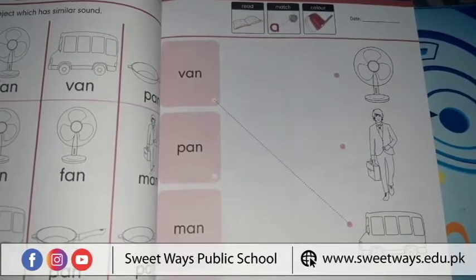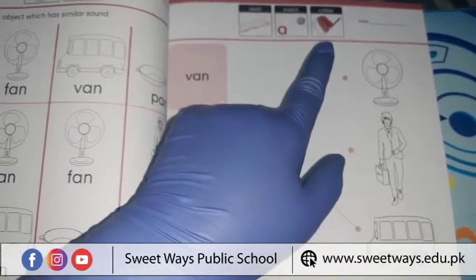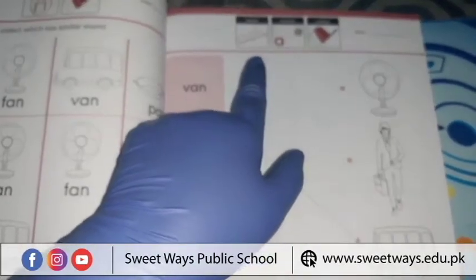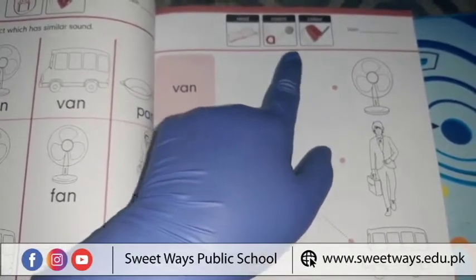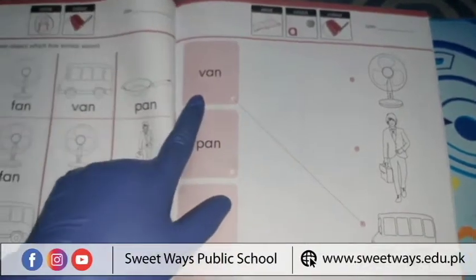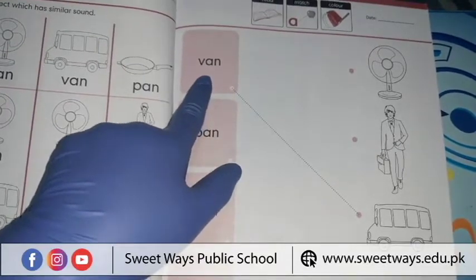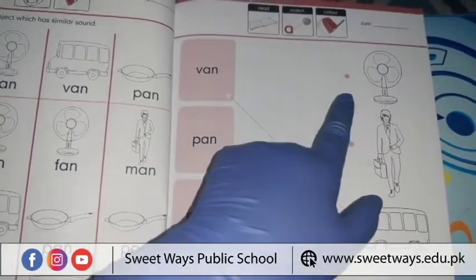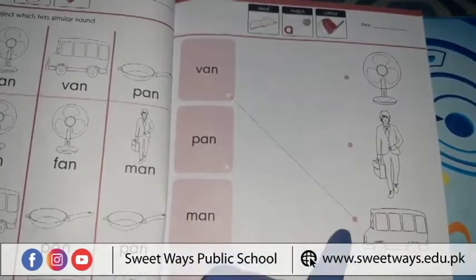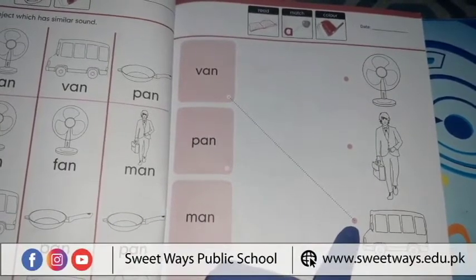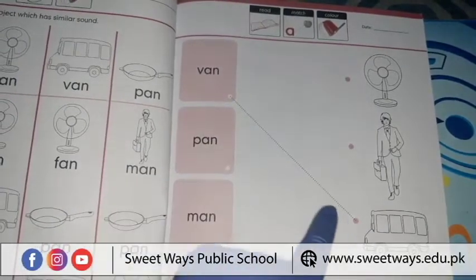Video lecture number 15. Read, match, color. This is the name of van. Now find out the van. Is it van? No. Is it van? No. Is it van? Yes. This is van. Now match the name of van with its picture.